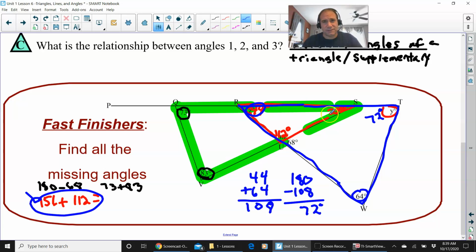It's not 156 degrees. All right, so those things, that's why we wanted to go over this fast finisher. Another thing, if you really wanted to, if they wanted you to, you see this straight line?